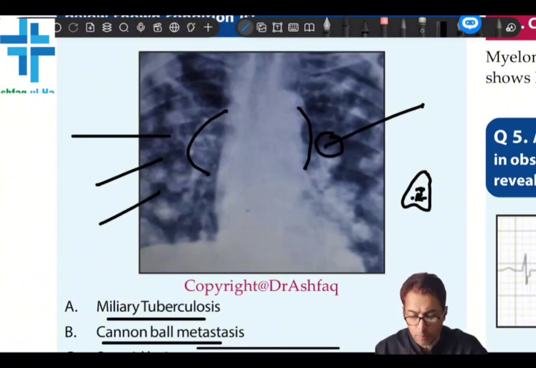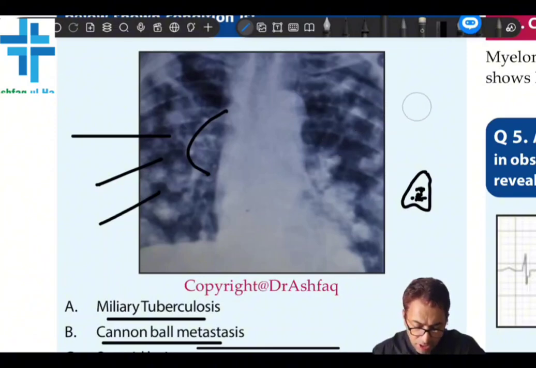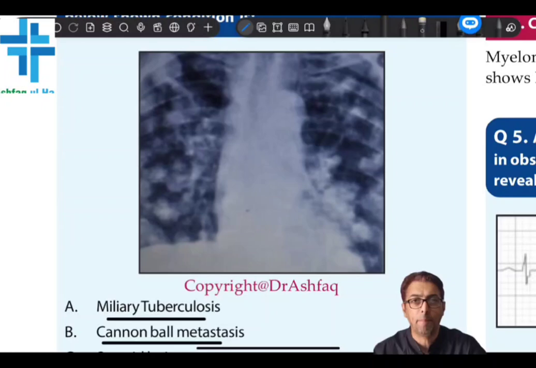Cannonball metastasis: you remember this picture, and the picture here would resemble this. I will clear the fields, and you will see that this clear film shows a cannonball metastasis in which the lung fields are studded with small ball-like lesions within the parenchyma of the lung. Especially there is one cancer, renal cell carcinoma, which presents with cannonball metastasis within the lungs.